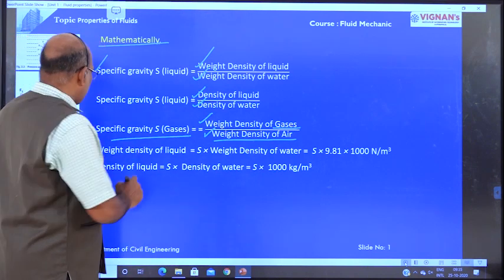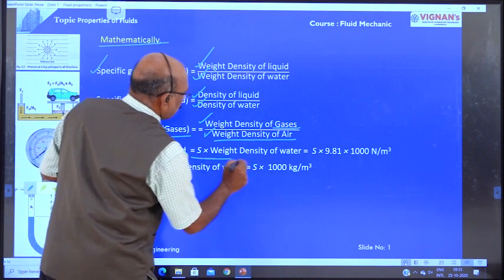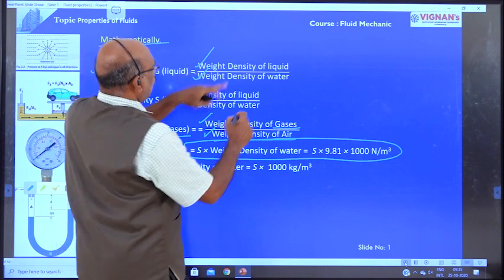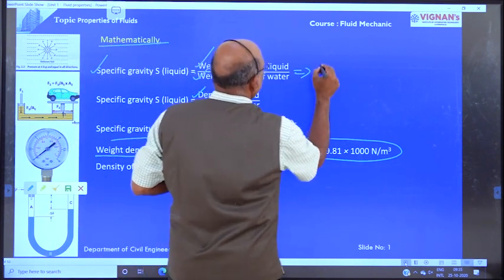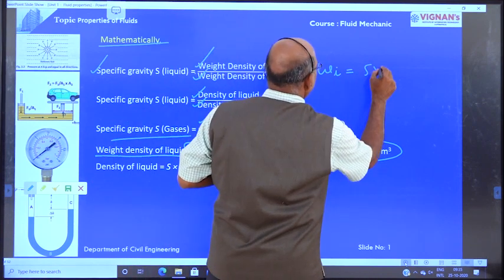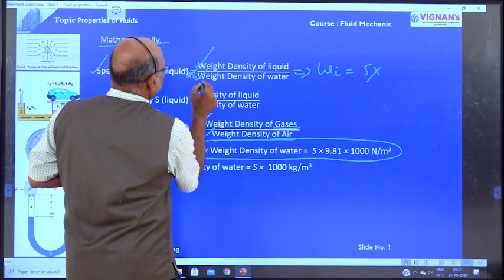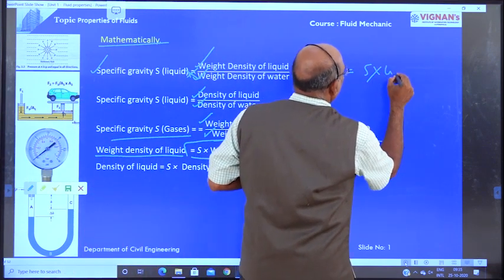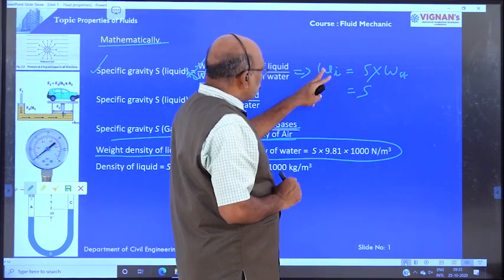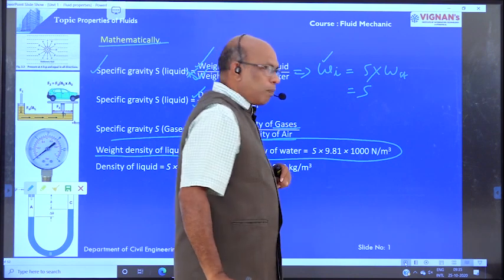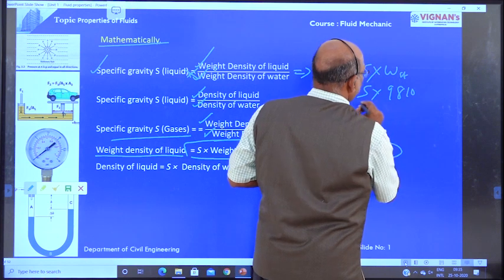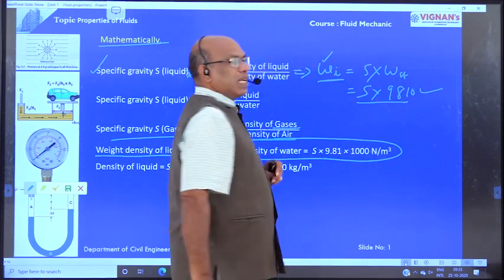Okay. Last one, weight density of liquid. This is one more relation from this equation. The weight density of liquid is equal to specific gravity into weight density of standard liquid. The specific gravity is the one given in the problem. The weight density of the standard liquid is equal to 9810. This is the weight density of the given liquid.